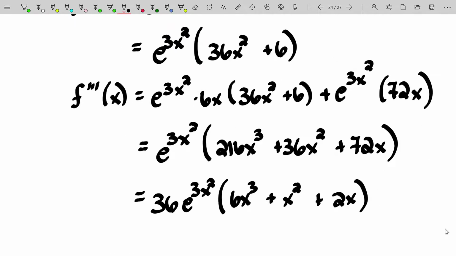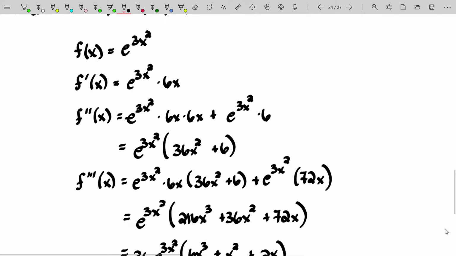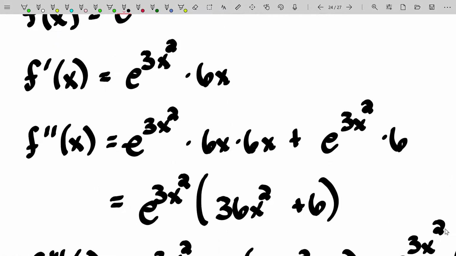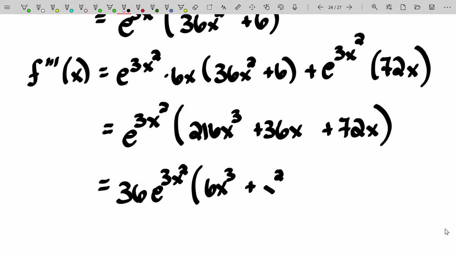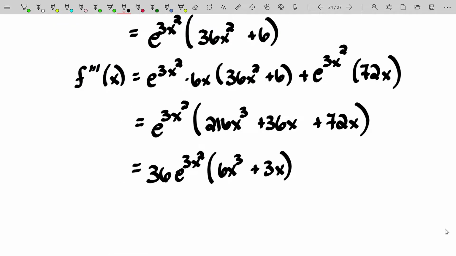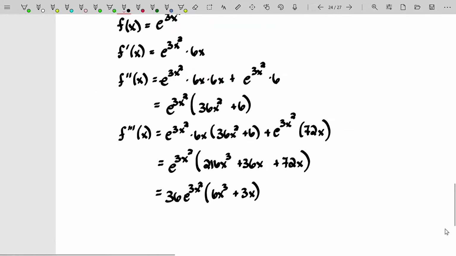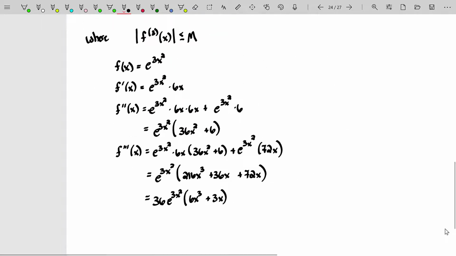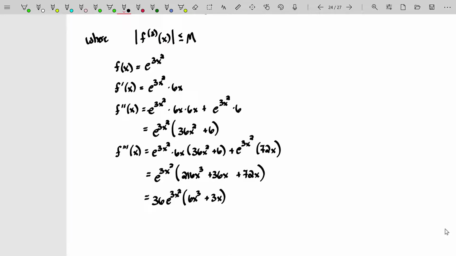Now that I've got to this point, I'm just going to triple check my work here. And I did find an error in there, so good thing that I went through that and double checked. Now you need to find the upper bound for the third derivative on the interval from 0 to 0.2.